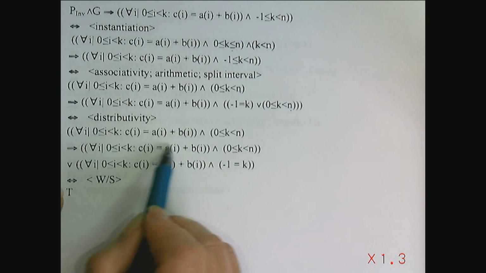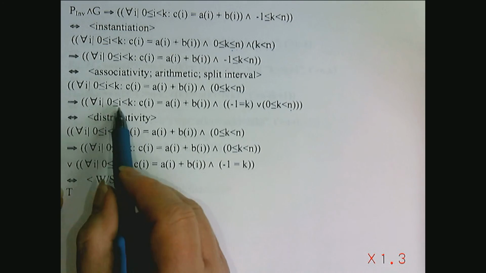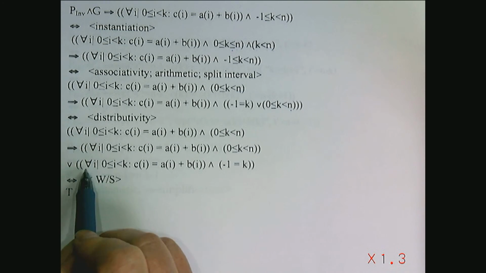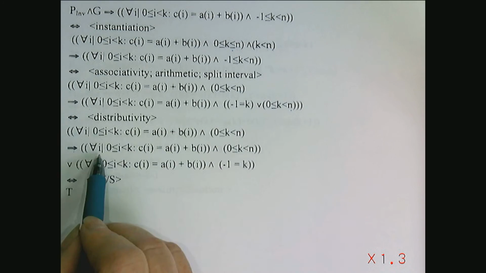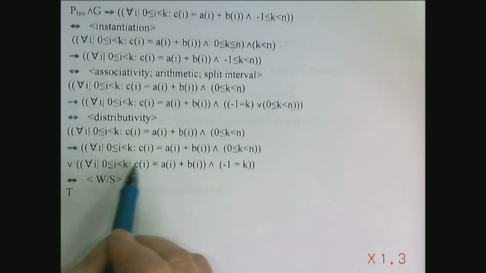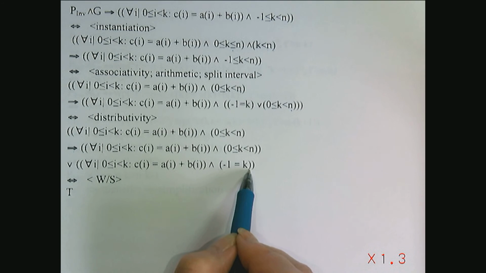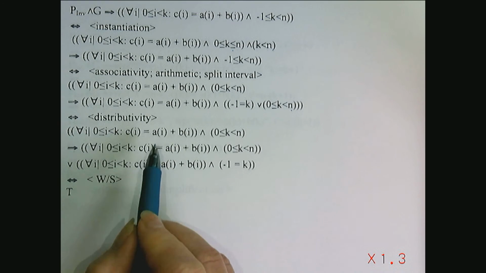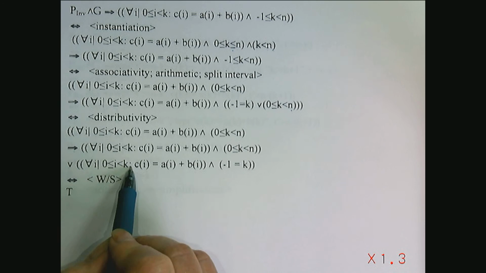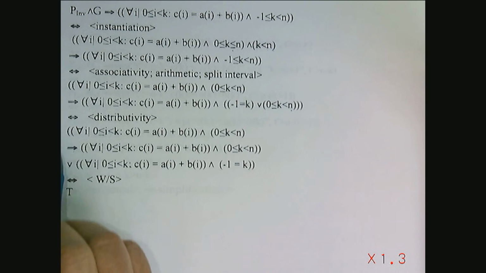Now why did I do all of this? Because if I stare at what I have on the left-hand side and what I have on the right-hand side of this implication, there's a lot they have in common. And the stuff that's left over on the right-hand side is OR stuff, which means that by weakening and strengthening, I know that my predicate is true.